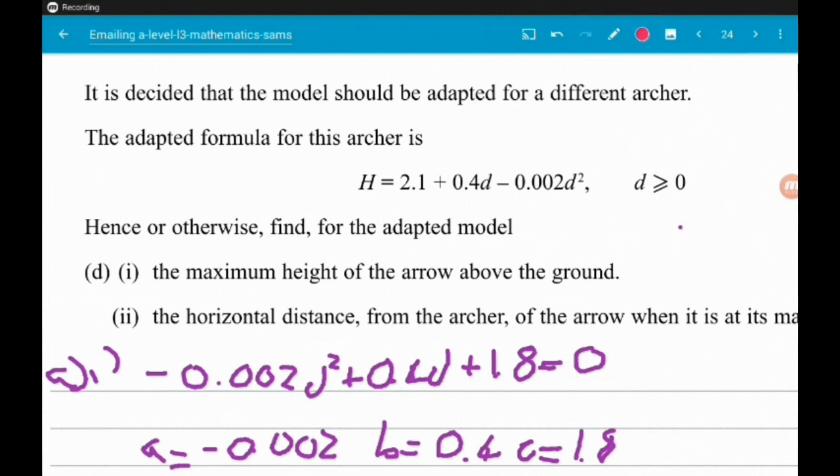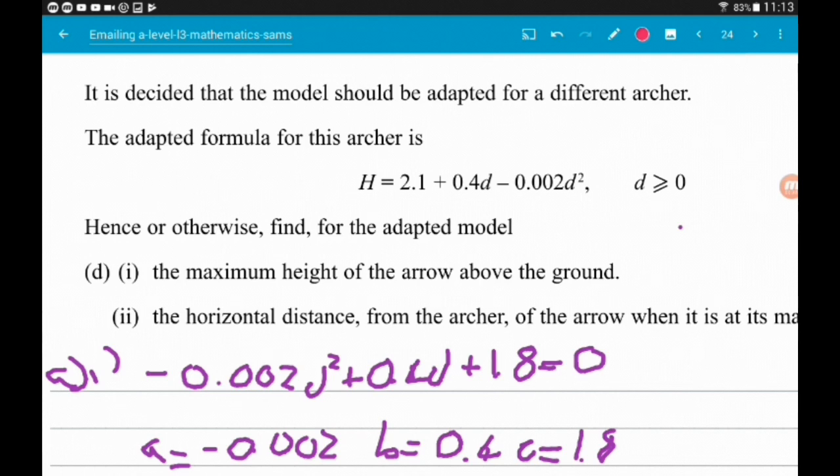Okay, so it turns out what we've just done is going to help us for the final part of this question. So, it is decided the model needs to be adapted for a different archer. The adapted model is h equals 2.1 add 0.4d minus 0.002d squared. So for the adapted model, we want to find the maximum height the arrow will reach and the distance from the archer that this occurs.